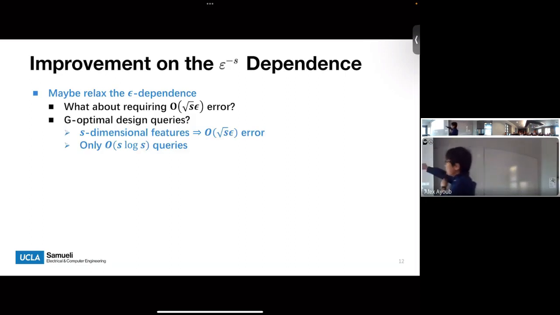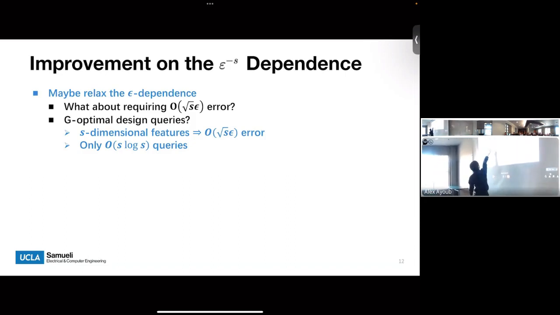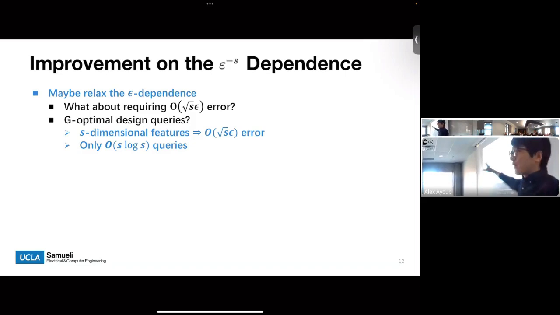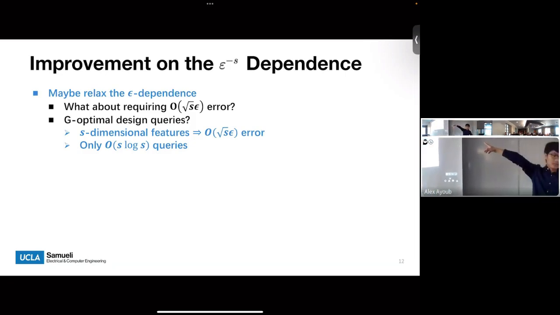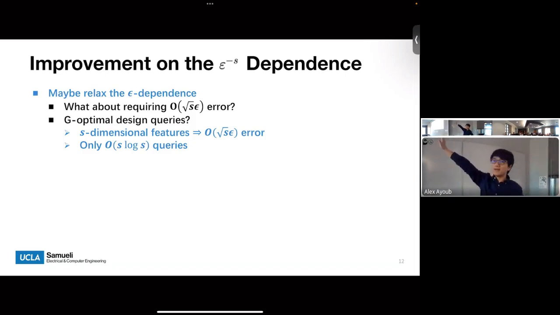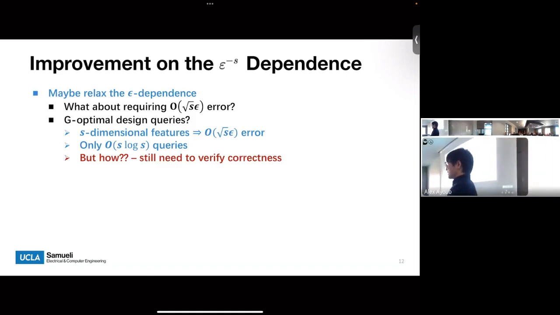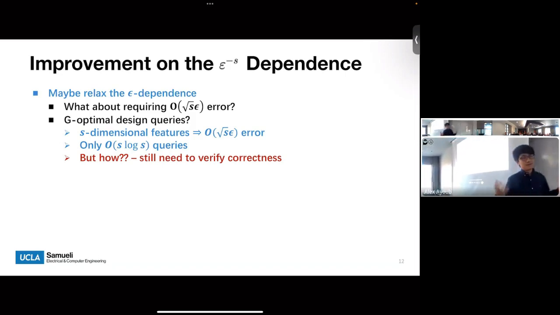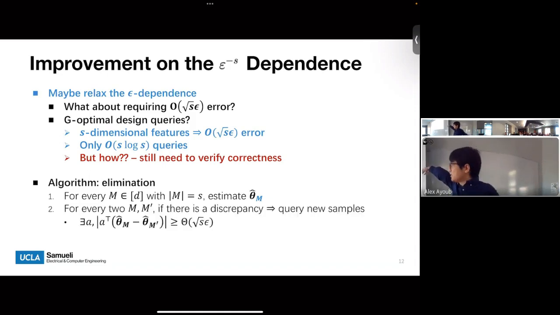It turns out you can, because we can get the square root S times epsilon again by using this: if I tell you that you have a fixed index set, if I tell you the index set, you can get the optimal using only S log S many queries. Very easy. Even better than that, you get a square root S times epsilon. So maybe you can get rid of this epsilon to the S dependence after some guessing of the correct index set. The number of correct index sets has nothing to do with epsilon. That is the rough idea. So again, elimination. But we're going to partition this this way.